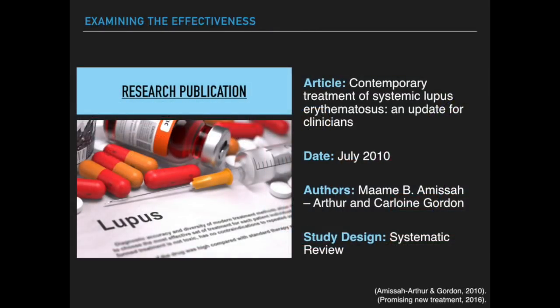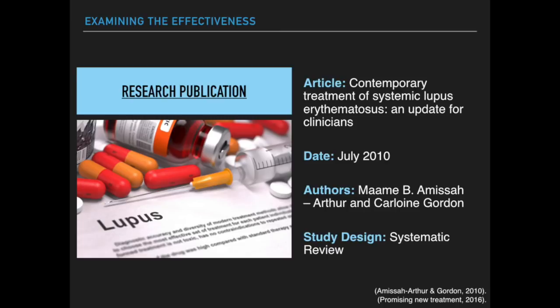The research publication that will be examined throughout the next section of this presentation is Contemporary Treatment of Systemic Lupus Erythematosus, an update for clinicians. This research was published in July of 2010 by Therapeutic Advances in Chronic Diseases. The authors of this publication are Manby, Amisha Arthur, and Caroline Gordon.